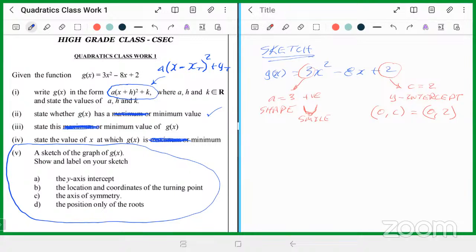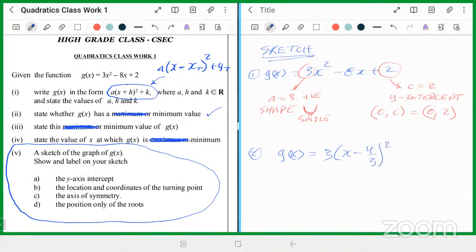All right, now remember we did the vertex form. This is what we call the vertex form or the turning point form. The turning point is also called the vertex. So this form gives us some information about the vertex or the turning point. That's form 2, where we now have g of x equals 3 times x minus 4/3 squared minus 10/3.